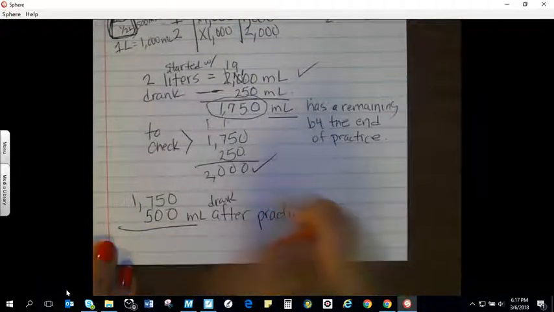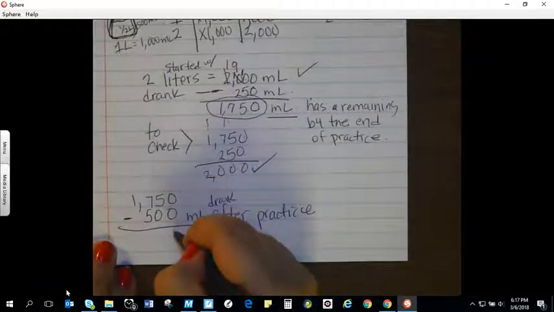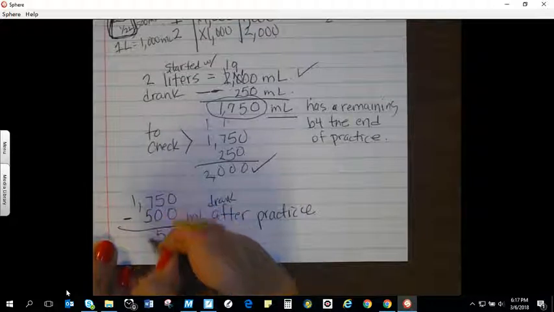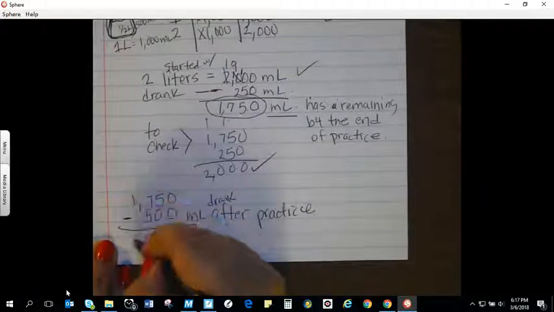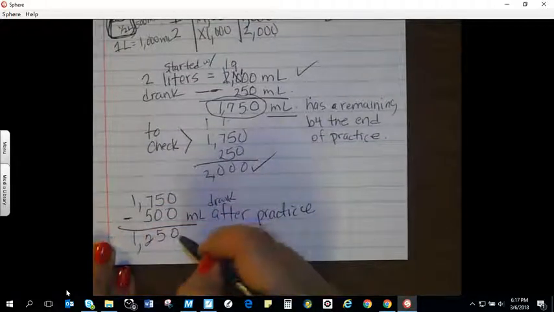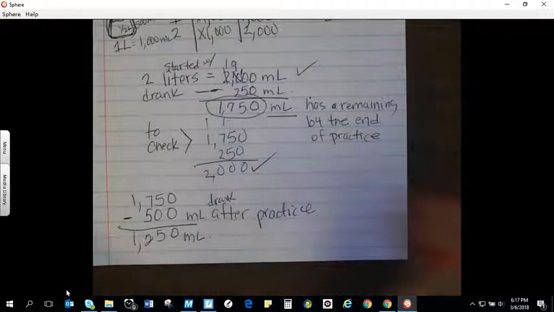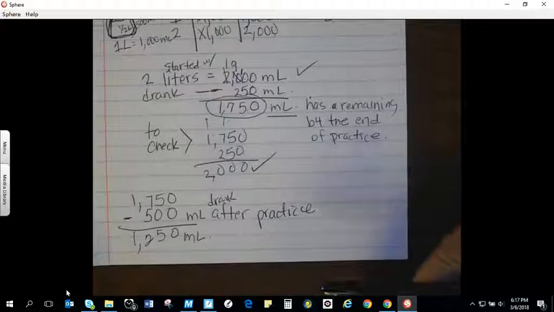And now I'm going to subtract this out. 0 minus 0 is 0. 5 minus 0 is 5. 7 minus 5 is 2. And 1, bring it down. So he has 1,250 milliliters left. Okay, do you see how that was?